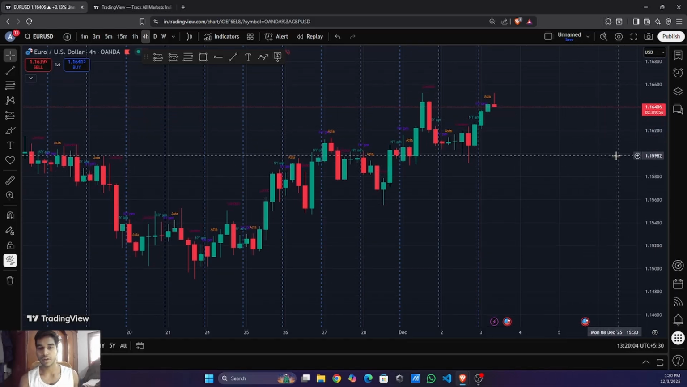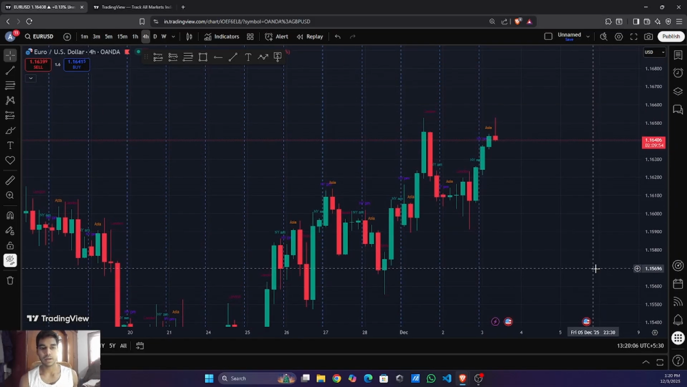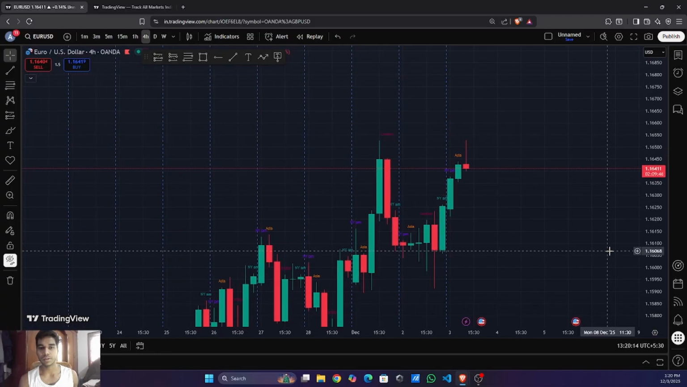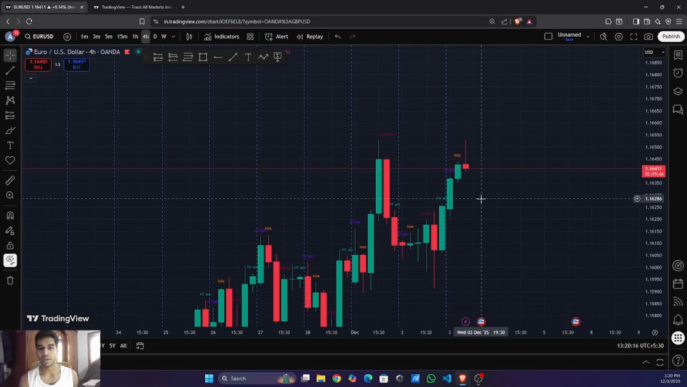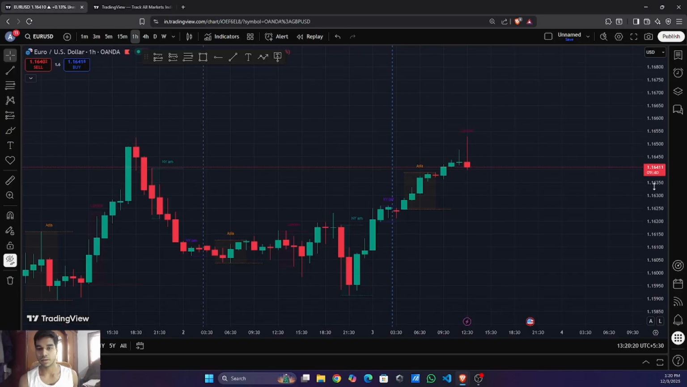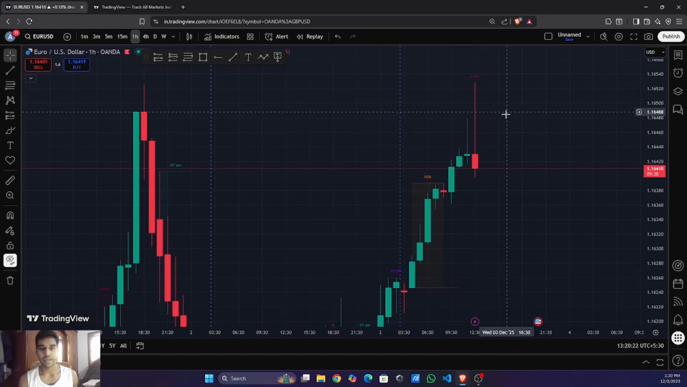4 hour, it can be a sweep, and it can continue for the downside. Okay, so it almost swept these highs. It can continue. I'm still bullish, but the retracement is not there. It's an inverted hammer. That's the problem.